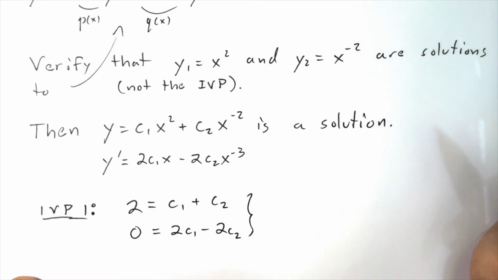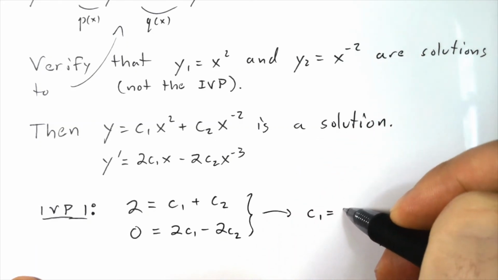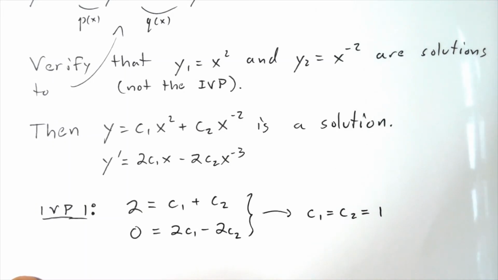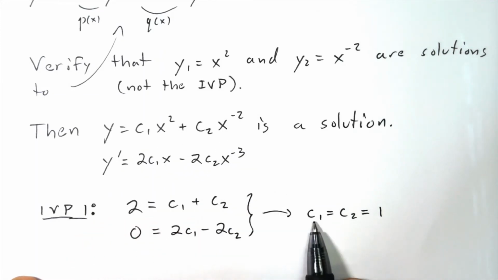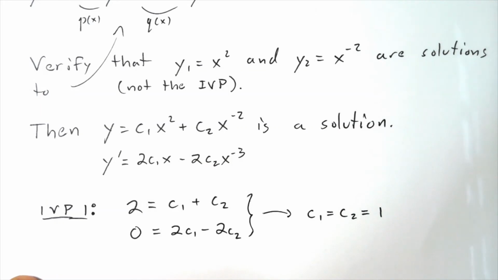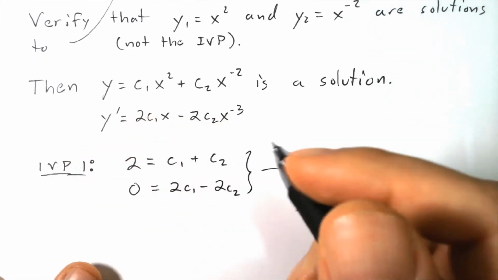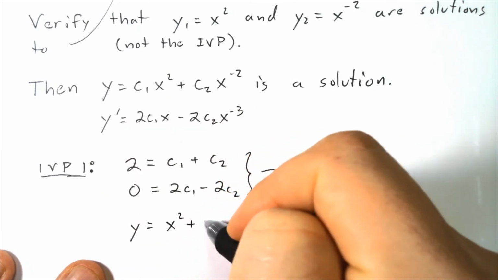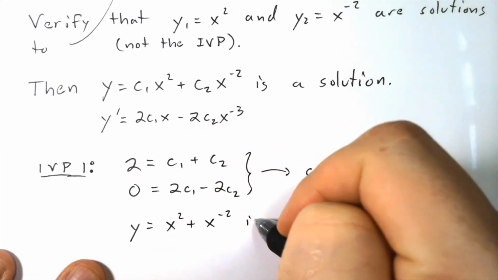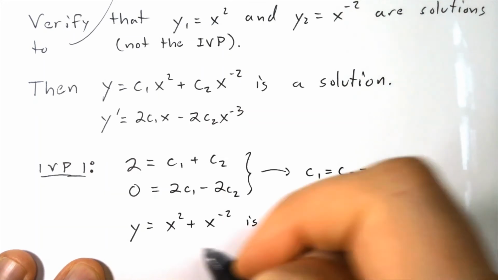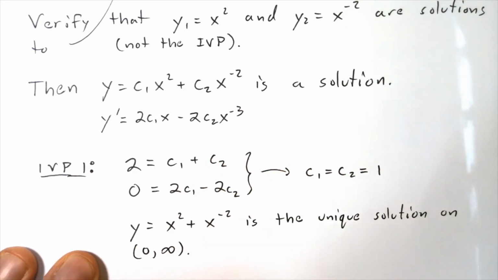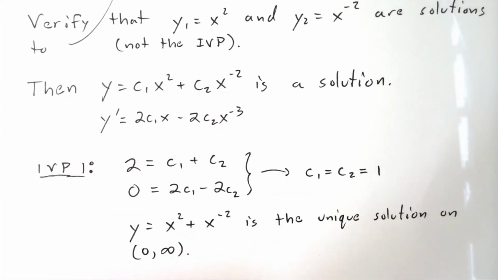What you should have found was that C1 and C2 are both equal to 1. So we can solve the initial value problem if we take these to be our values for our constants. And the theorem says that we have a unique solution on the open interval 0 to infinity. So what we're claiming is that y equals x squared plus x to the negative 2, where I plugged in 1 for C1 and C2, is the unique solution on the interval 0 to infinity, and this is the unique solution to initial value problem 1.